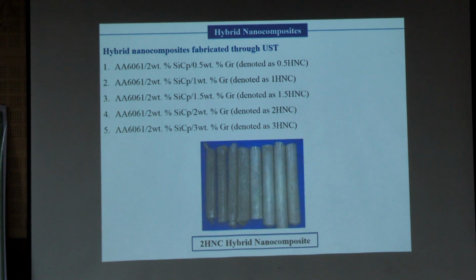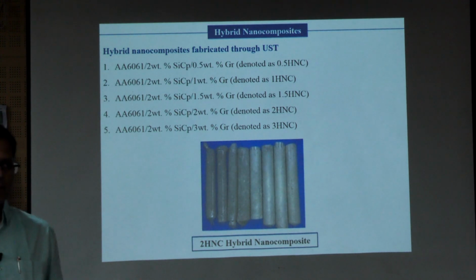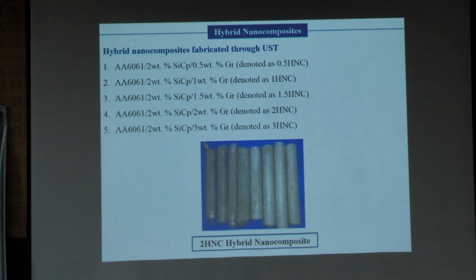Where with this combination we got good properties. So then we fixed the percentage of 2% of SiC. Then the secondary reinforcement is introduced by varying the weight percentage of secondary reinforcement, that is the graphite. The preliminary results are not presented here. Directly I am going to the hybrid nanocomposite.